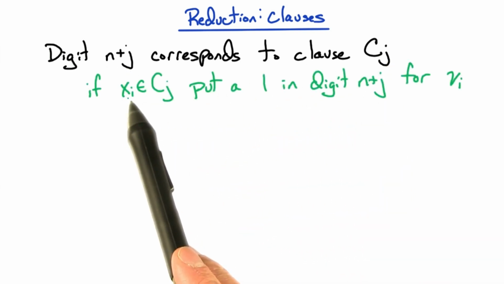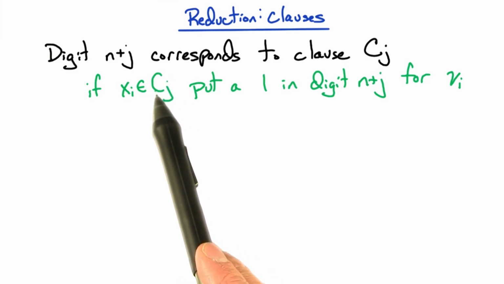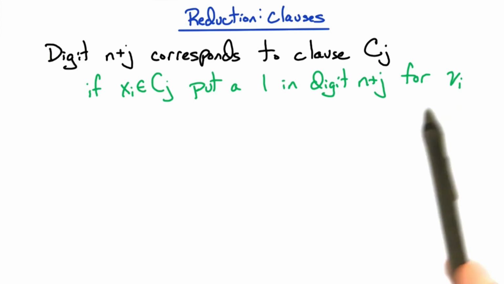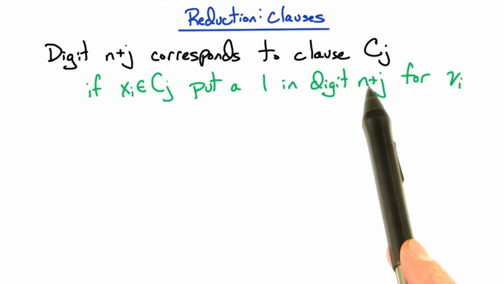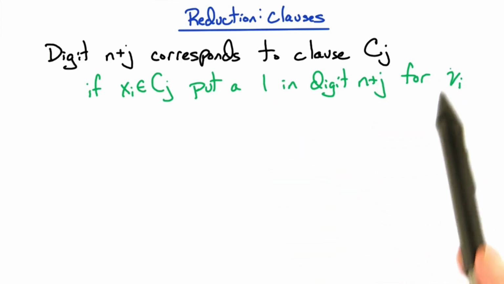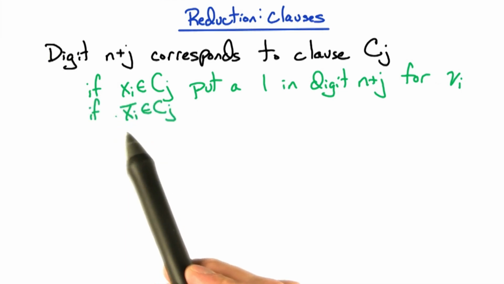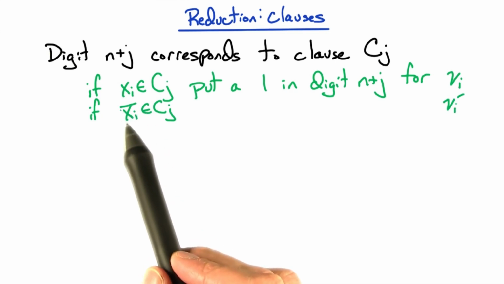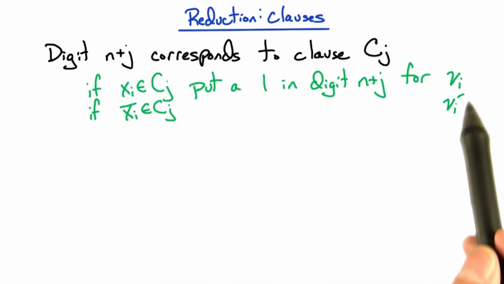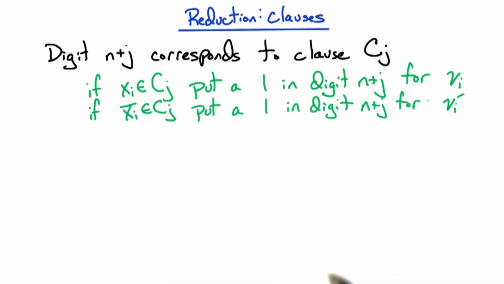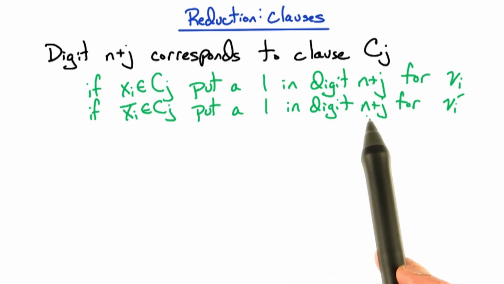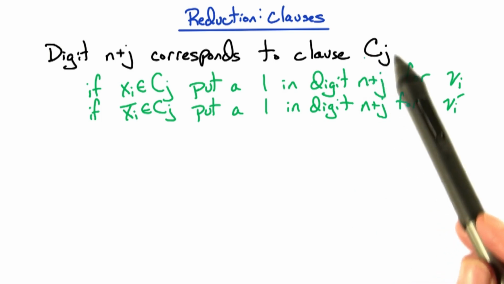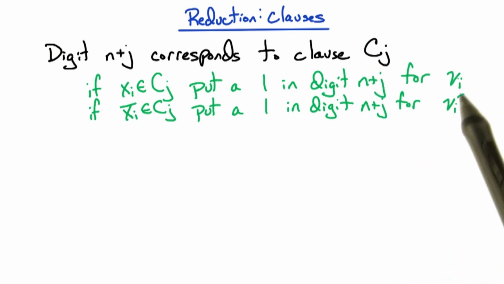If the literal xi appears in the clause cj, well, xi, this literal, corresponds to this number vi. So we're going to put a 1 in digit n plus j for this number vi. Similarly, if the literal xi bar appears in this clause, this literal xi bar corresponds to this number vi prime. So we put a 1 in digit n plus j for this number vi prime. What this does is it encodes the clauses in these numbers vi and vi prime.